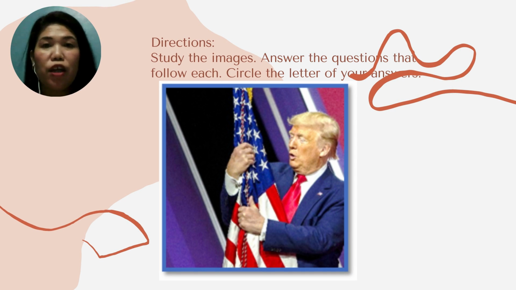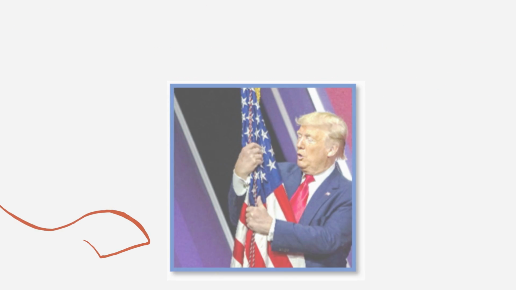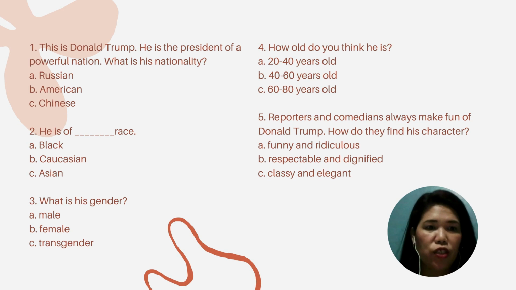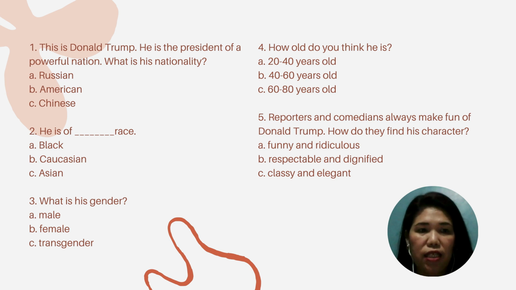Study the images. There are 2 images in this activity. So answer the questions that follow each image. Circle the letter of your correct answer. So number 1 question. This is Donald Trump. He is the president of a powerful nation. What is his nationality? A. Russian, B. American, or C. Chinese?